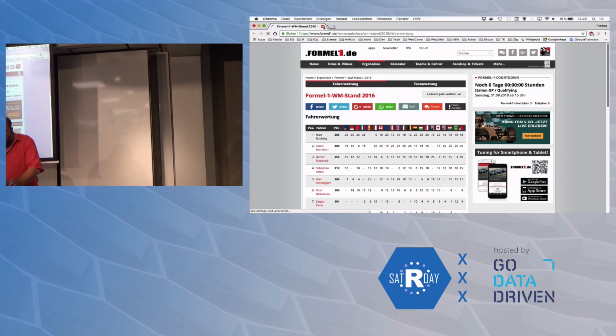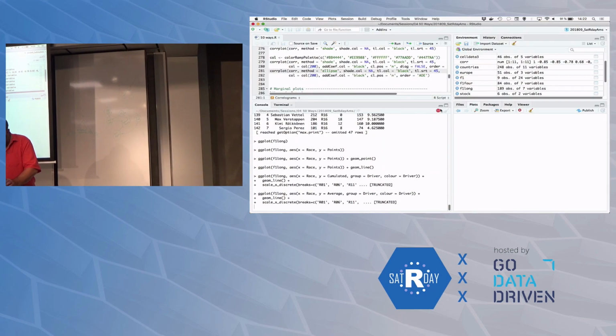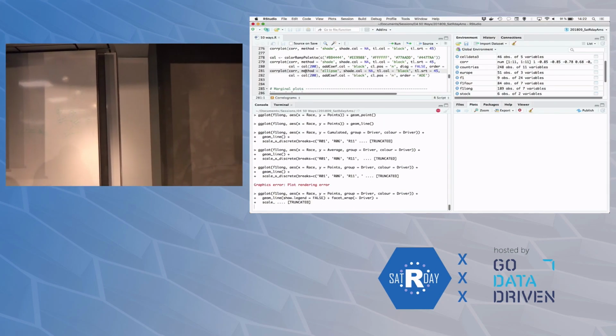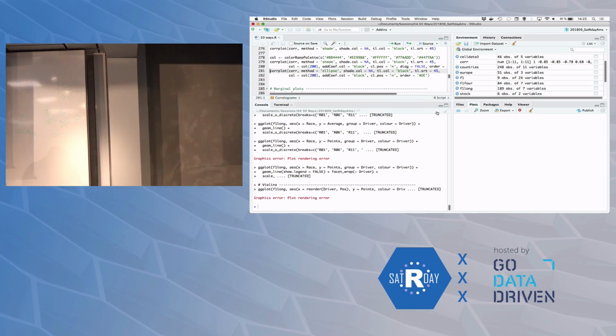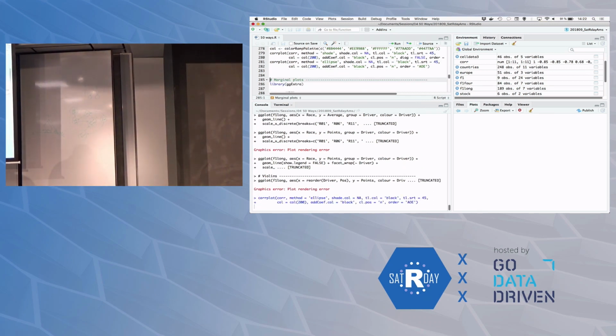Nah, go away. What is it with this keyboard here? Stop it. Stop. I need that one.